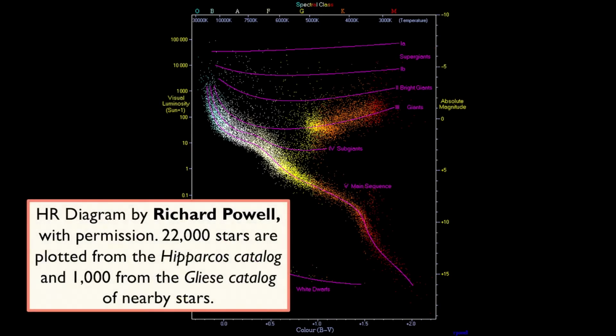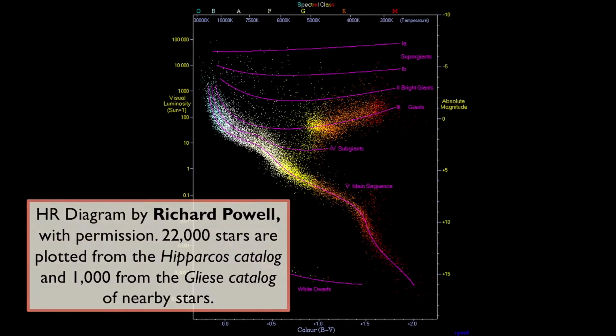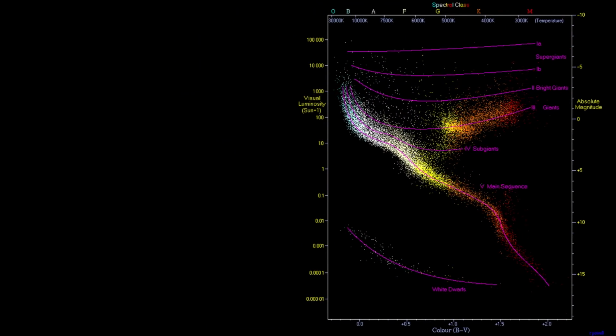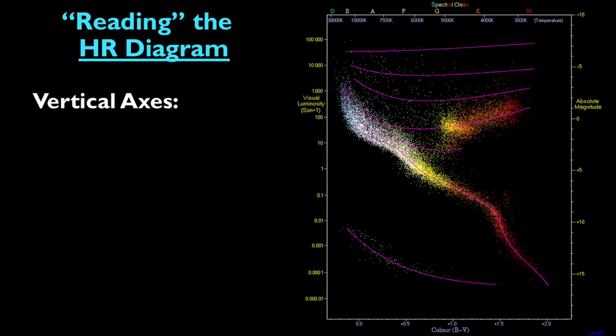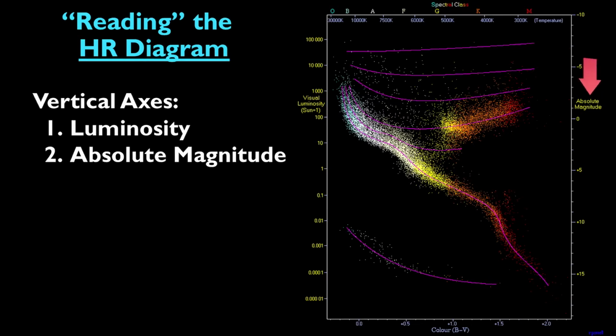This one in particular was made by Richard Powell with 22,000 stars from the Hipparcos catalog and another 1,000 from the Gliese catalog of nearby stars. So let's break this down. Well, first things first, what are the axes here? On the left, we have the visual luminosity of the stars as compared to the sun. On the right, we have the absolute magnitude of these stars. You may sometimes see these axes switch places, but that won't change the overall shape of the graph.